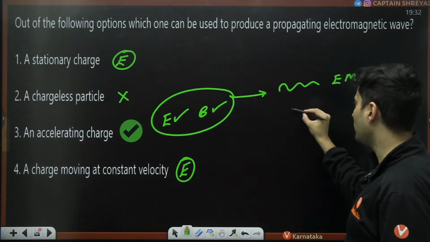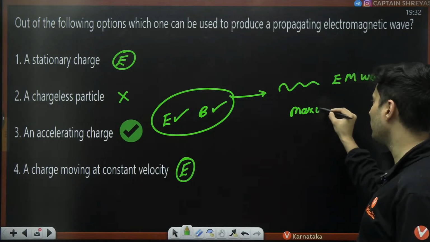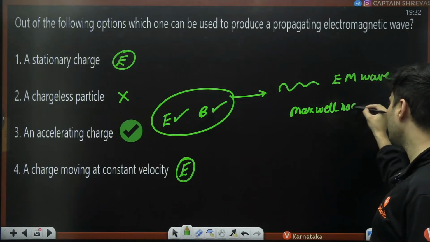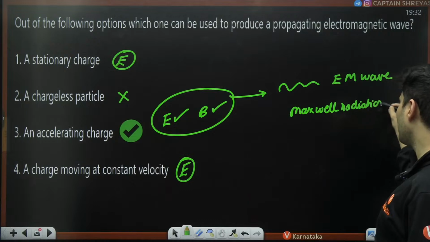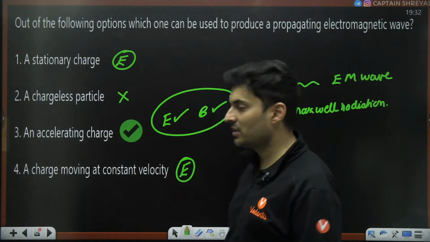Electromagnetic wave. This is also Maxwell's radiation. If you remember, Maxwell radiation was used to determine the failure of Rutherford's model.